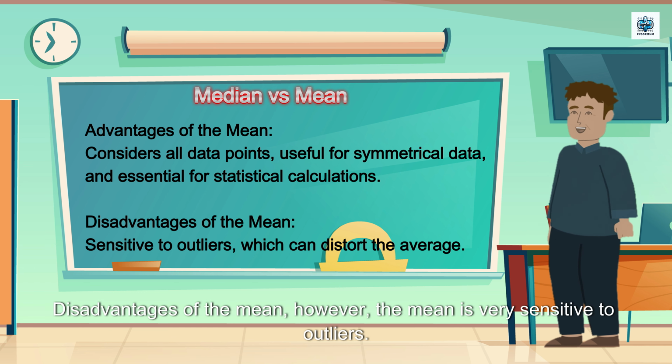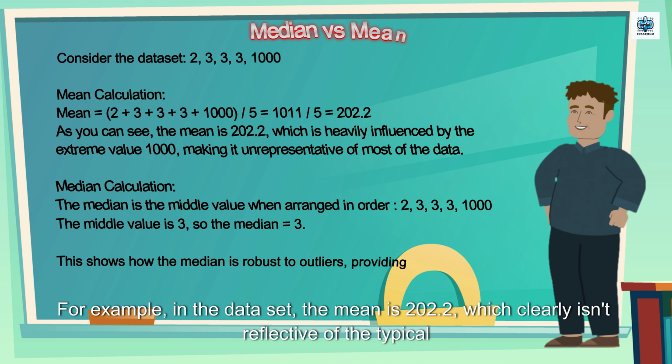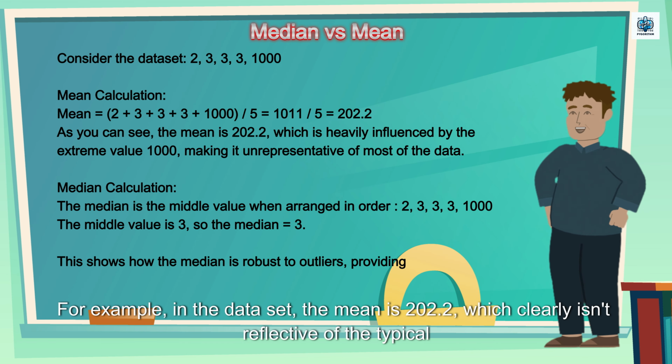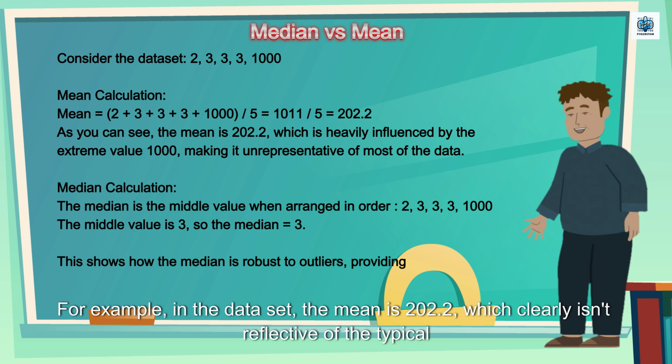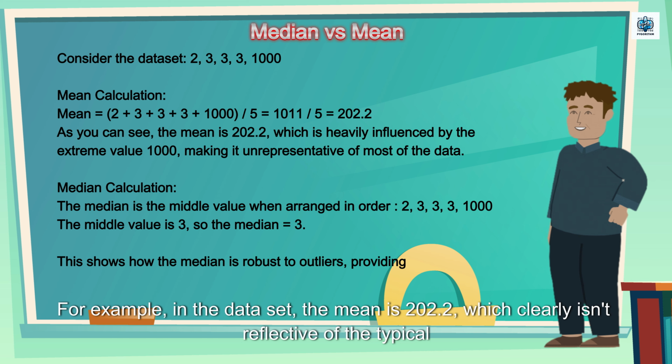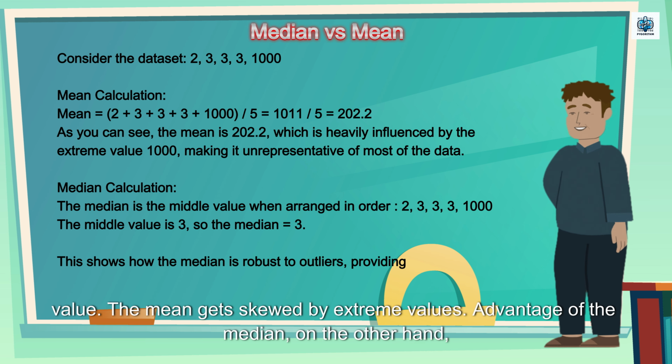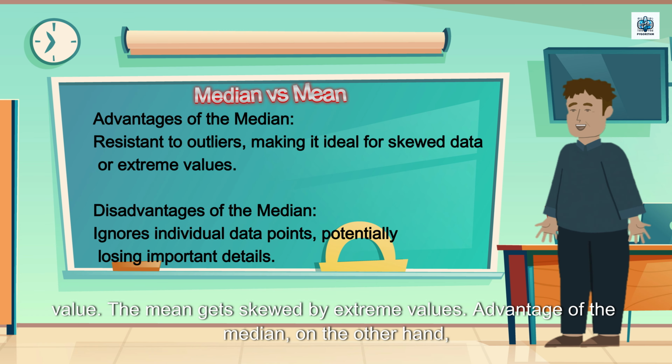Disadvantages of the mean: the mean is very sensitive to outliers. For example, in the data set 2, 3, 3, 3, 1,000, the mean is 202.2, which clearly isn't reflective of the typical value. The mean gets skewed by extreme values.